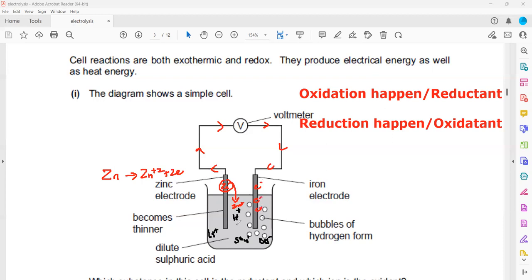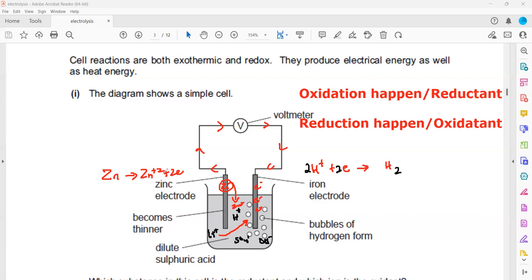When these electrons stop here, they will attract the hydrogen ions. When one hydrogen ion is there, it will take one electron and form a hydrogen atom. When two hydrogen ions are there, they will take 2 electrons and form hydrogen gas. That's why you can see the bubbles on the other side, and the size of this zinc electrode will decrease.